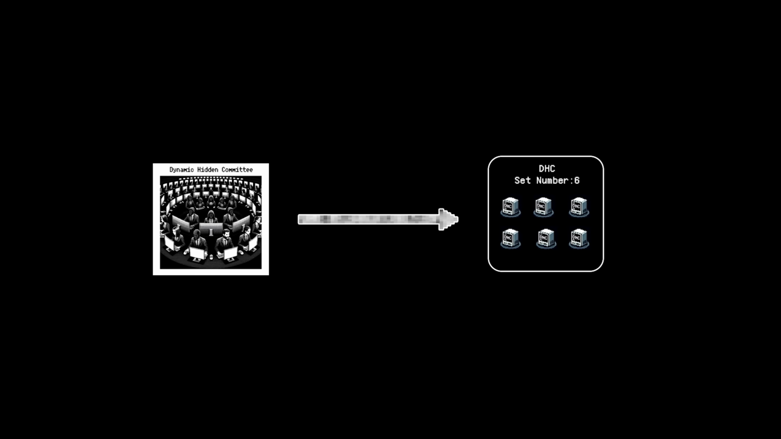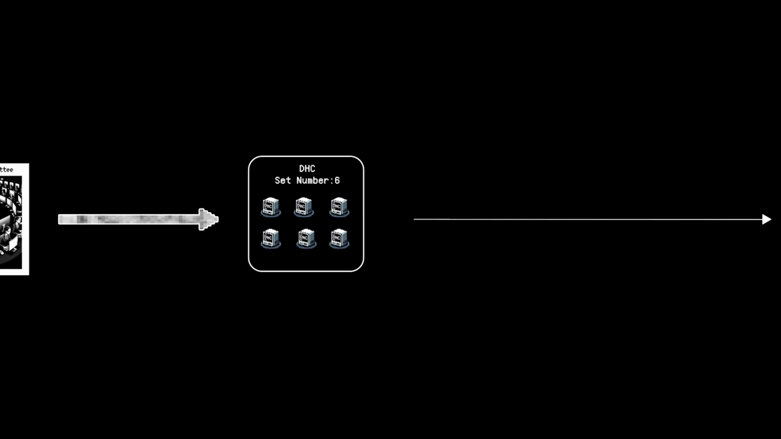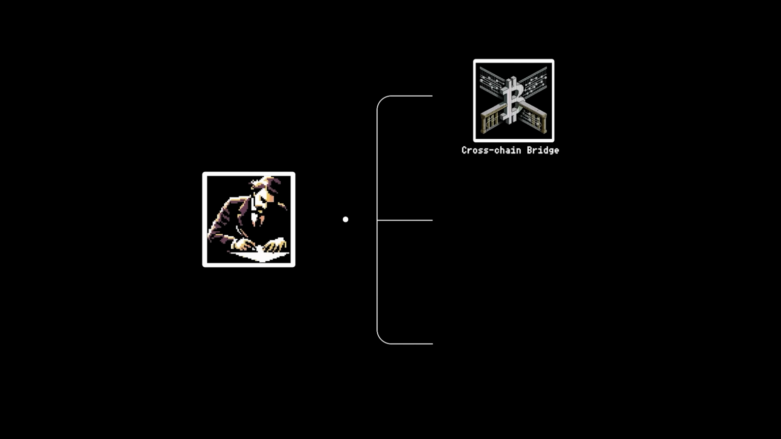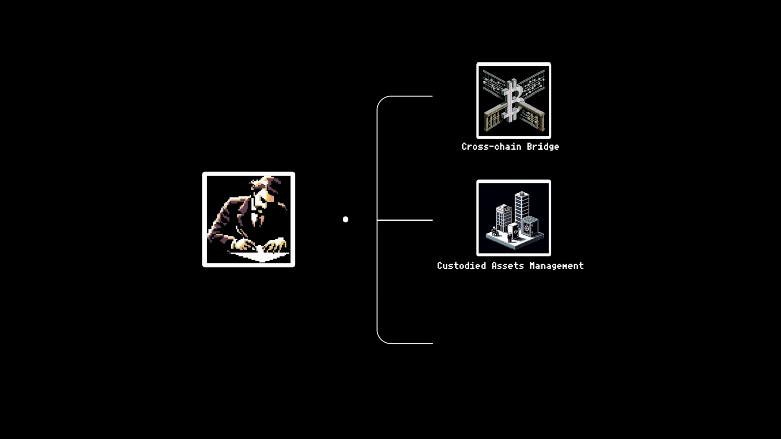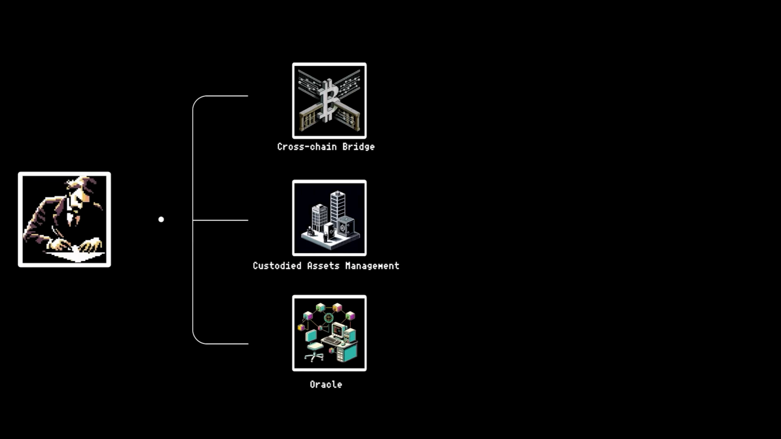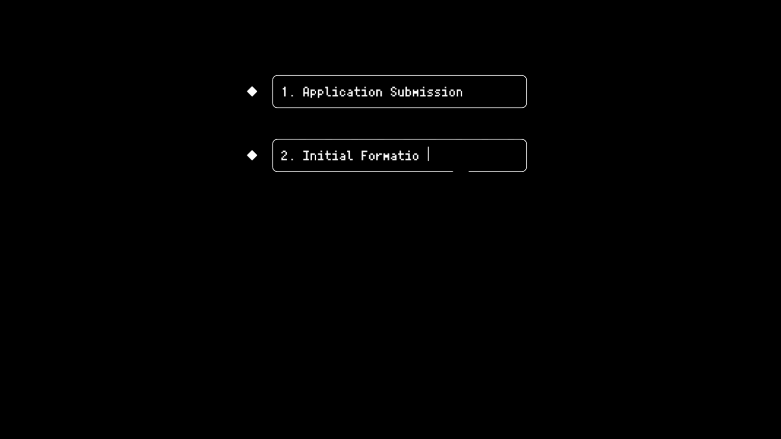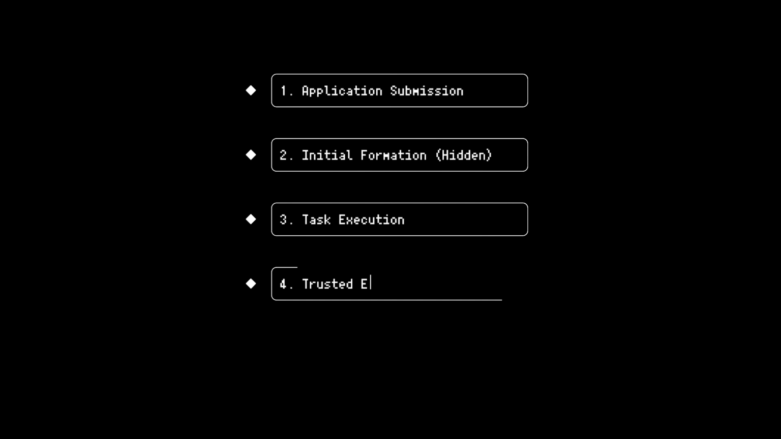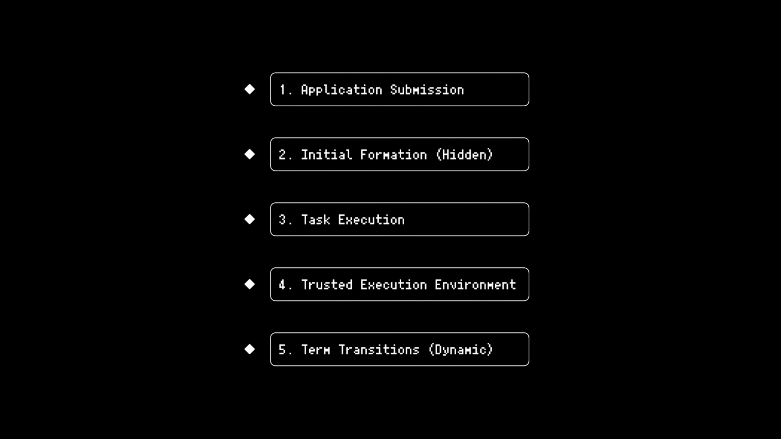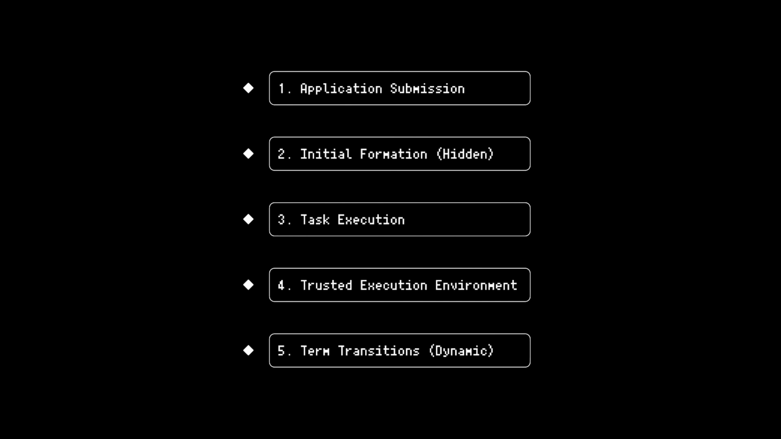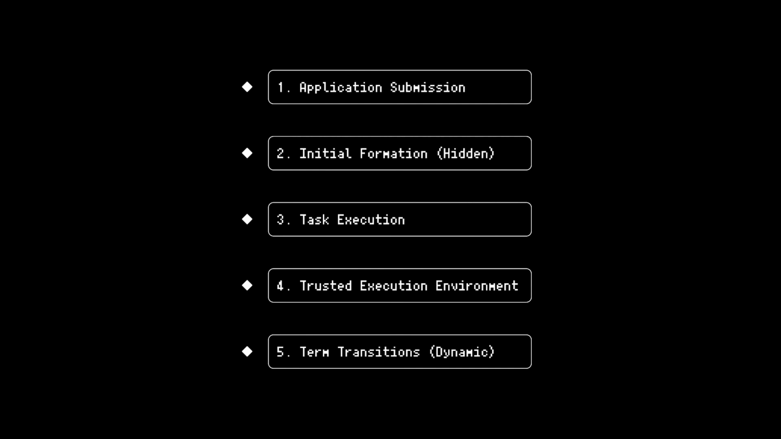A DHC itself functions as a committee comprising a specific number of DHC nodes capable of performing verification and signature tasks as needed by users in aspects including cross-chain asset transfers, the invocation of custodied assets, and Oracle data uploads. Let's explore how the DHC achieves dynamism and confidentiality by understanding its operational mechanics. We categorize DHC's functions into five key components.